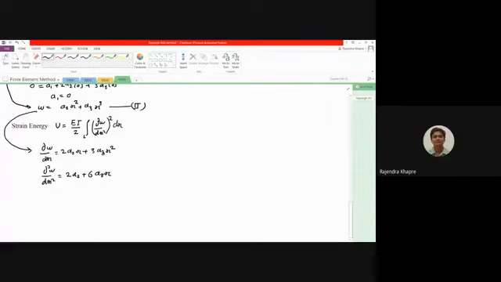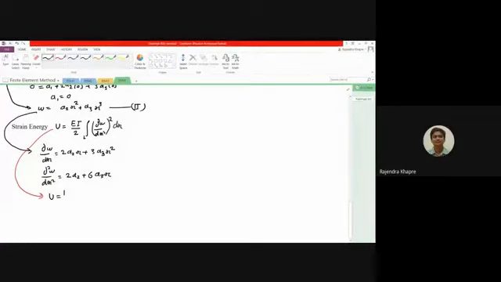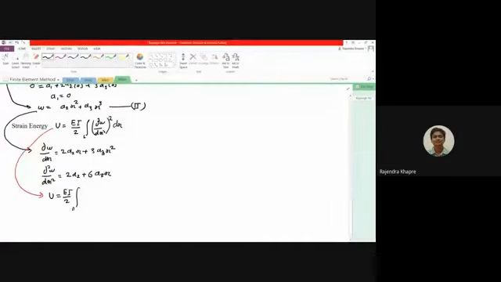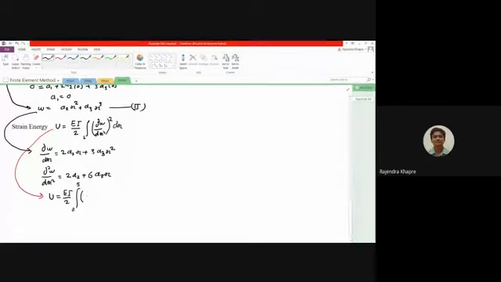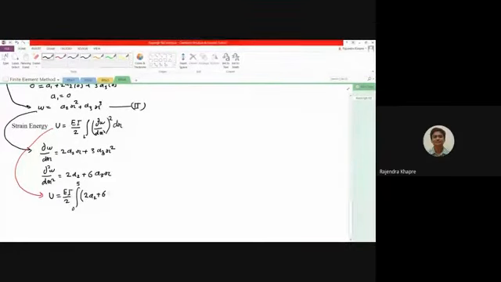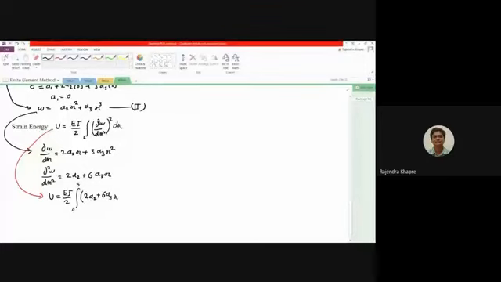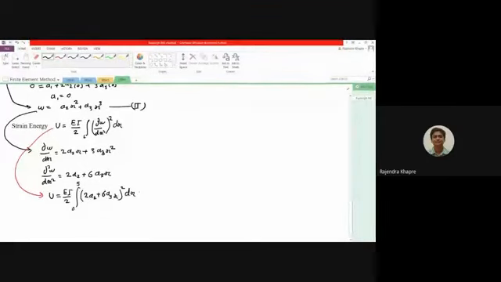Fine. So now we will go for the strain energy expression over here. This strain energy can be written as U equals EI by 2 times the integration over the length, from 0 to 5, because the length of the cantilever beam is 0 to 5, of d square W by dx square whole square dx. This d square W by dx square is nothing but 2 times a2 plus 6 times a3 into x. Okay, so this is the meaning of this, right?